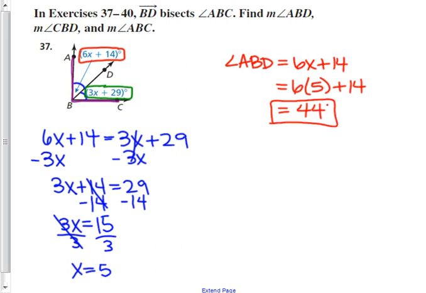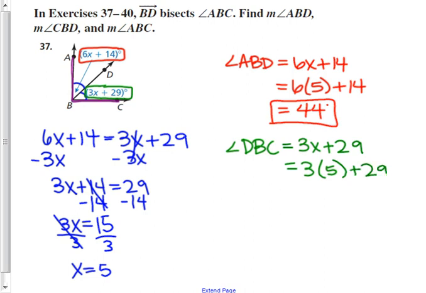And then it wants me to find DBC. Well, they called it CBD, but I'm going to call it DBC. They said that that was 3x plus 29. I know that x equals 5, so I'm just going to plug in 5 for x. 15 plus 29 would give me 44. Alright, so they're the same measure.